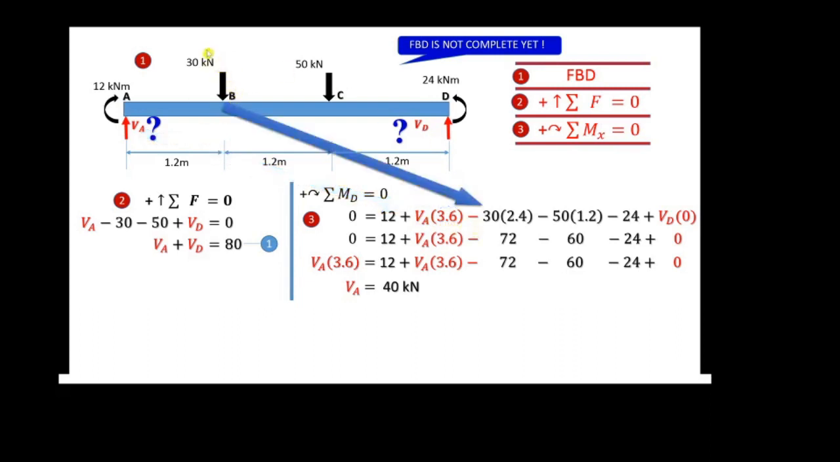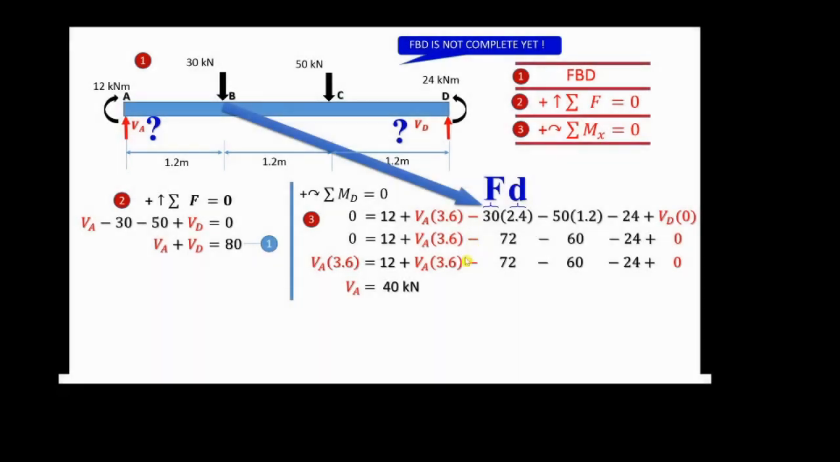At the point B here, 30 kilonewton multiplied with D, 2.4. 2.4 is the distance from B and D. So here, I give a negative sign for this moment. Why? Okay, I know many of you still don't understand how to identify the positive or negative sign of moment. So let me show you how to get the positive or negative sign for the moment.